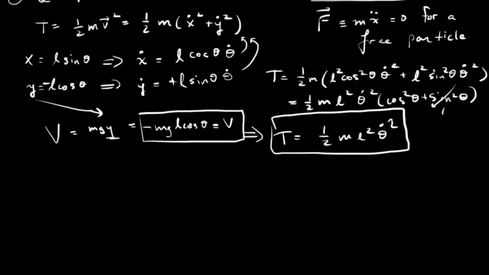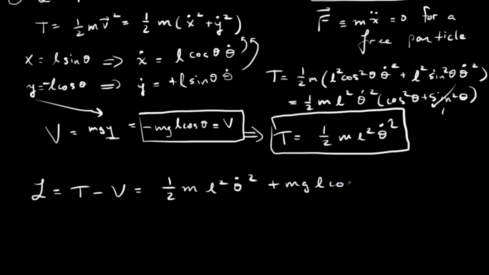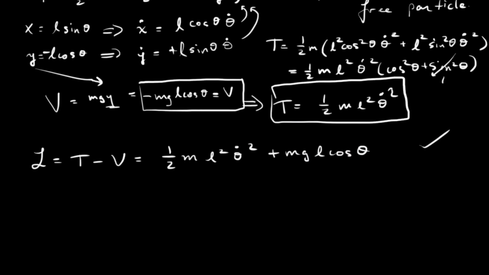Okay, we're almost done. Now we have a Lagrangian, it's T minus V. So T is this equation, m L squared theta dot squared, and then minus negative, so it's going to be plus mgL cosine theta. Great! Step 1 complete. Now, we have theta, so we do the Euler-Lagrange equations.